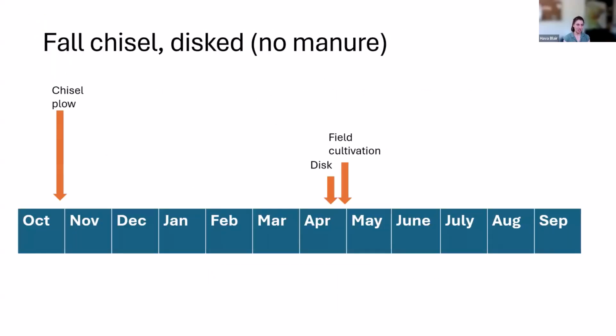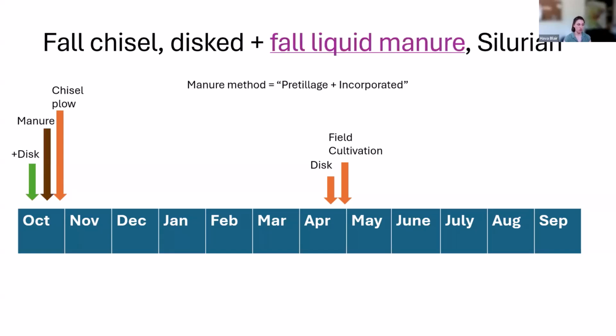Let's start with this explanation of the fall chisel no disc tillage system. That's an example of a tillage system in SnapPlus. Before we add any manure, the way that this looks behind the scenes is that we have a fall chisel plow pass, and in the spring we have a disc and a field cultivation. What happens when we add a liquid manure application in the Silurian? If we do that in the fall, the manure goes on in the fall, and then we have a green arrow that indicates this is my disking that's happening. I've got a disc operation that's added before the manure to make sure that I am meeting that pre-tillage requirement.